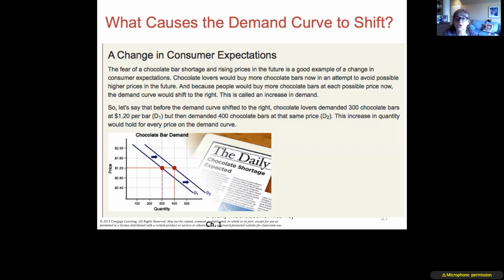If there's a fear of a chocolate shortage, I know, that would be awful, wouldn't it? And there are rising prices in the future because there's a chocolate shortage. Chocolate lovers may buy a chocolate bar right now to avoid the future prices, the stock-up effect. This would increase every single demand point. Now, what does this mean? This means that whereas before, at $1.20, the demand was typically 300, all of a sudden at $1.20, the demand becomes 400. So at every single price point, there's more demand than there was before.